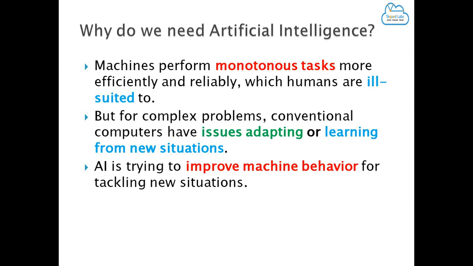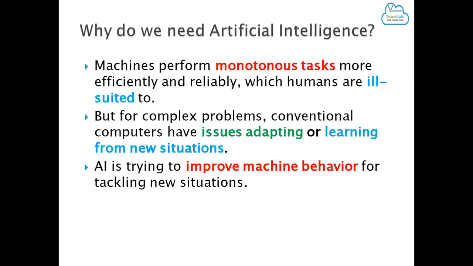So monotonous tasks are performed by machines with more efficiency and reliability. So machines can perform monotonous tasks very easily, and they can even perform them day in and day out without making any error. So whenever you're using a calculator and calculating something, even if you calculate 1,000 times or 10,000 times or 1,000,000 times, you will get the same, accurate result. So calculators won't make a mistake, but humans will make mistakes. So that is why humans are ill suited to perform monotonous tasks.